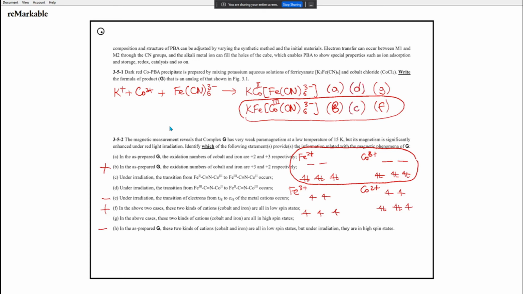Like this. So under radiation transition from 2 plus to 3. And here is iron 2. So that should be C. Then the correct answers are B, C, and F. Okay.